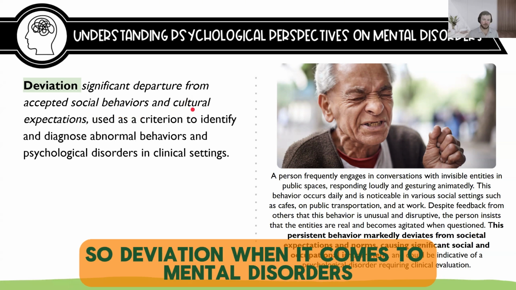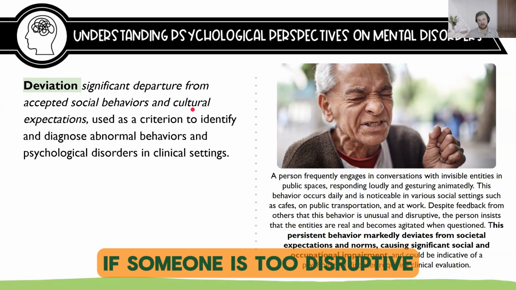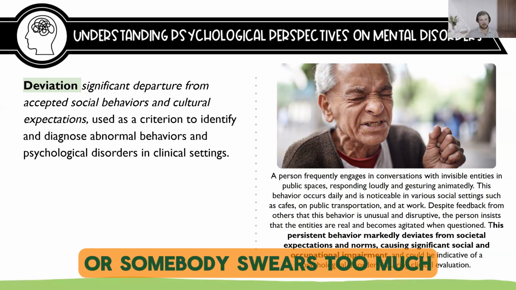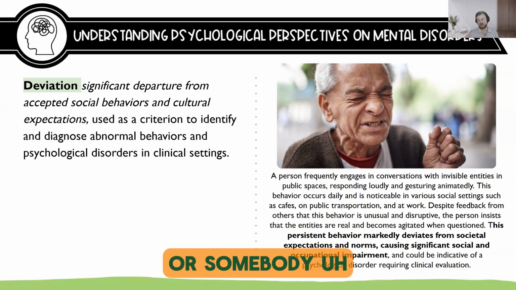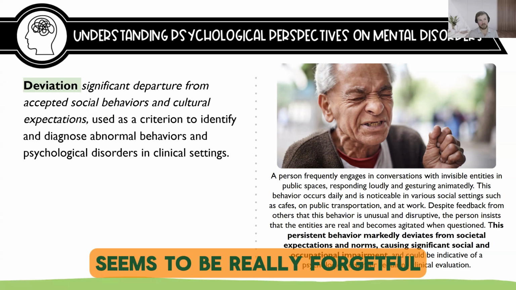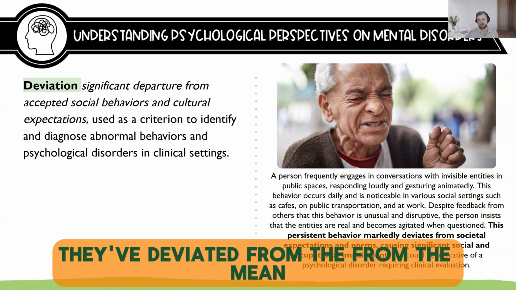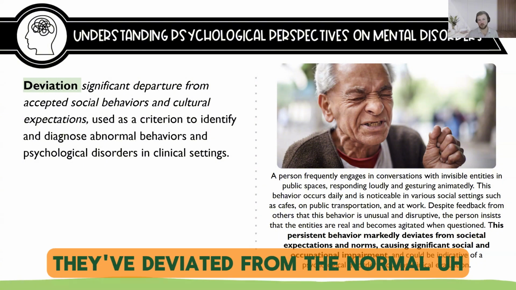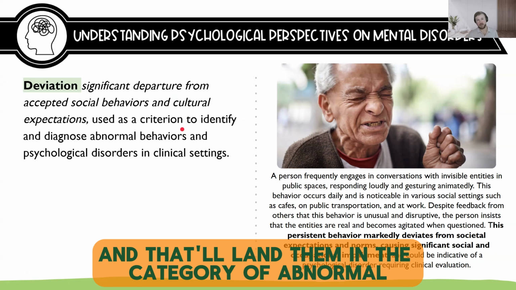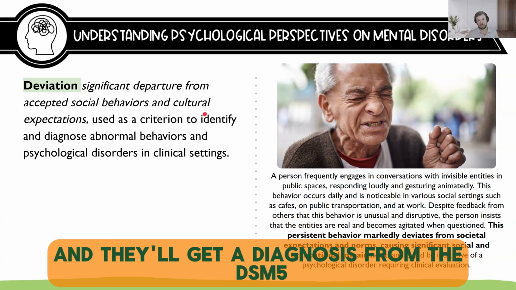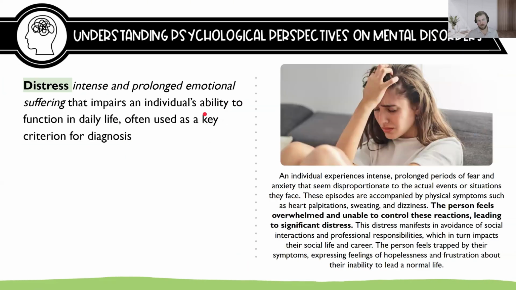So deviation, when it comes to mental disorders, if someone is too disruptive or somebody swears too much or somebody seems to be really forgetful, or if somebody seems to be really anxious or really depressed, they've deviated from the mean. They've deviated from the normal, and that'll land them in the category of abnormal. And they'll get a diagnosis from the DSM-5 if they're in America.